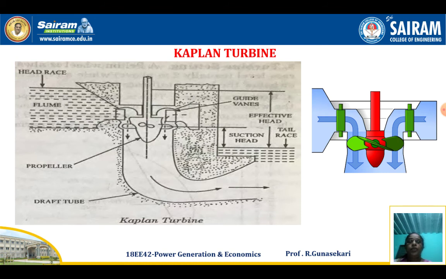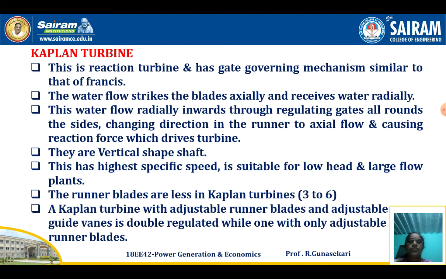Then next, the Kaplan turbine. You see the Kaplan turbine, the draft tube, and the propeller inside. That means the cone pipe is nothing but the propeller, and then the draft tube. The head race is there, on the left hand side, and on the right hand side the tail race is there, and guide vanes are there. So this is a reaction turbine, one of the types of reaction turbine.